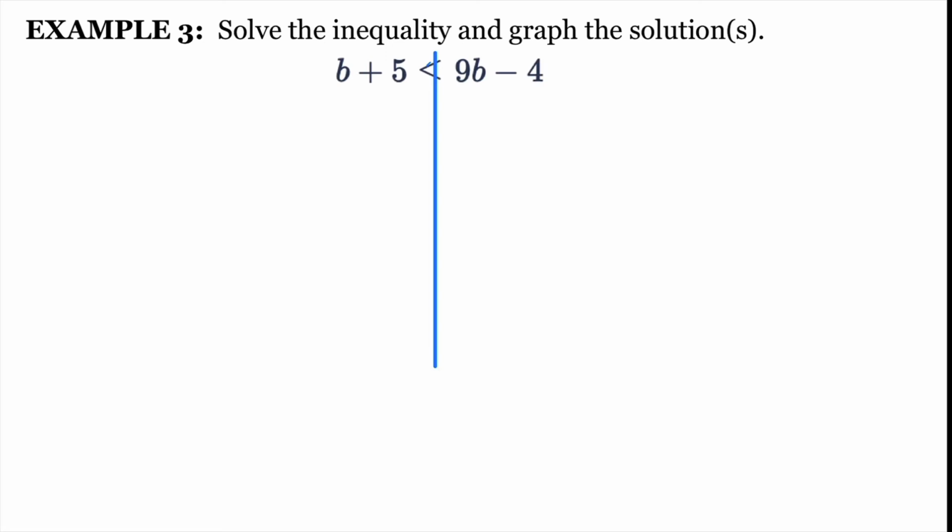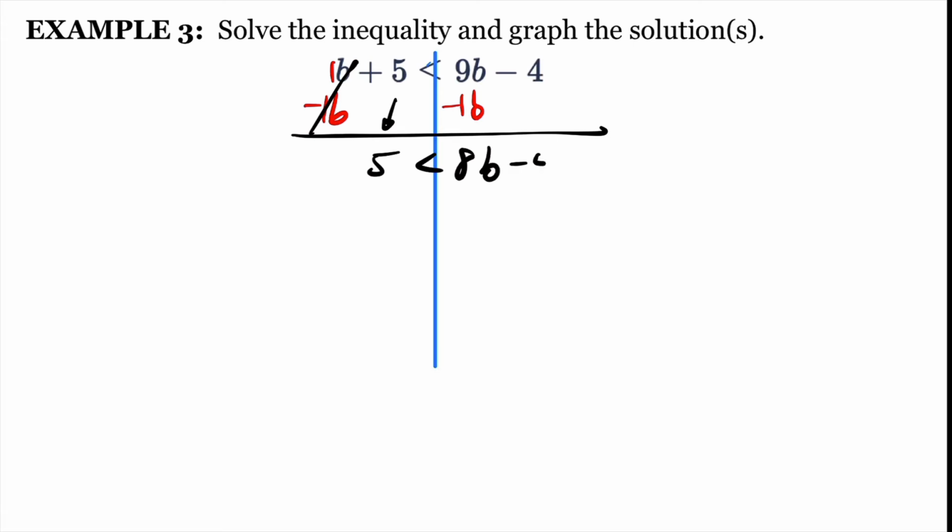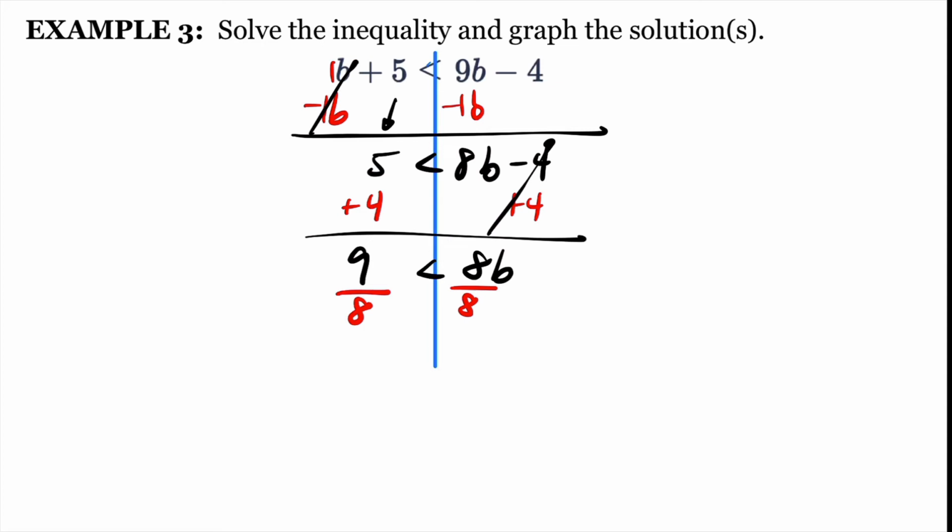Let's say I get the b's on the right side. Okay, so I'm going to subtract 1b from both sides. If you didn't do it this way, watch, you'll get the same answer. So subtract 1b from both sides. So that means I have to add 4 to both sides. That means I have to divide by 8. And I get b, this symbol. That's my answer. All right.